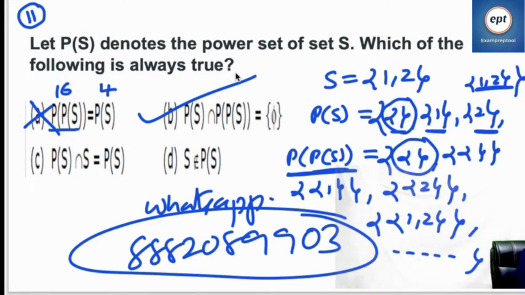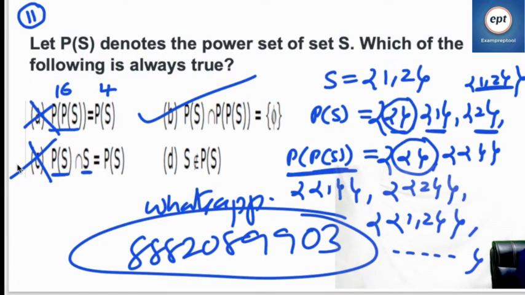Next one, the power set of S intersection the power set of the power set of S is equal to the power set of S. How will it come? The power set of S contains only 2 elements in this option, and the other contains 4. Two elements intersection 4 elements, how can 4 elements come? How is it possible?